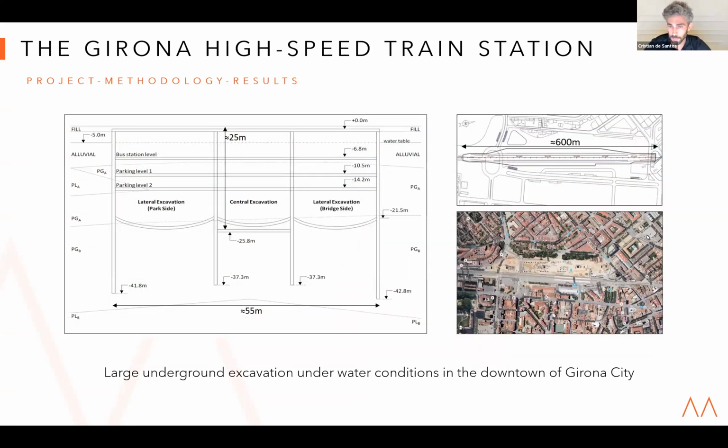Here are the specs of the station. We are talking about a 600 meters long station, 55 meters wide and 25 meters deep, in underwater conditions. So it was not easy to build this huge station.